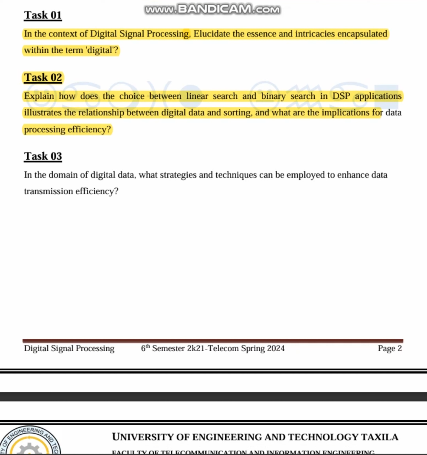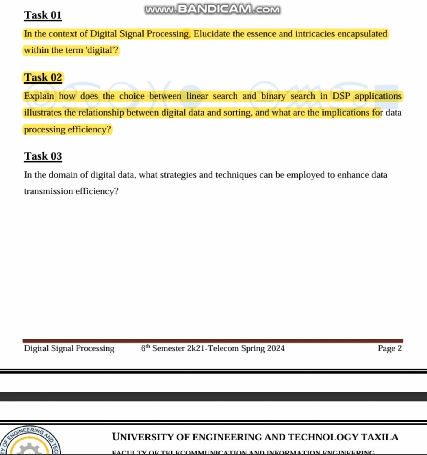Answer of task 2 is, in digital signal processing applications, the choice between linear search and binary search illustrates the relationship between digital data and sorting, with implications for data processing efficiency. Linear search. Description. Linear search involves sequentially checking each element in a list until the desired one is found.